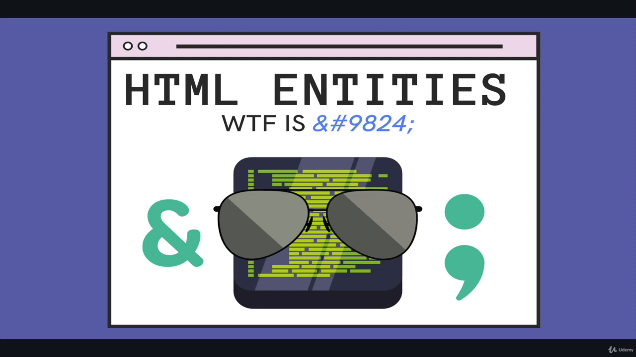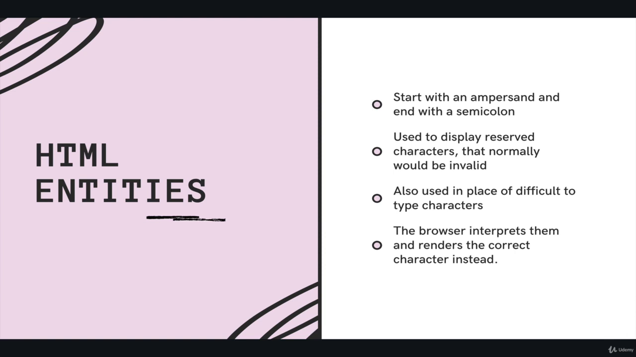So what are these? Well, they are special codes or special sequences that we can use inside of our HTML that will result in different characters. So these characters could be something that is reserved in HTML. I'll show you some examples of that. Or it could be something that's tricky to type, like a copyright symbol, or maybe a diamond, or a cross, or an arrow. There are different characters that are just not really easy to type on a keyboard. So these HTML entities allow us to add those characters in.